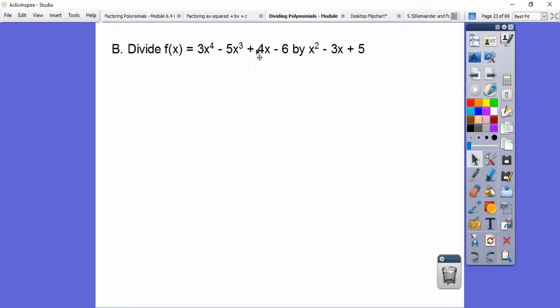Now notice there's no x squared in there, so we need to insert a 0x squared right there. You see that right there? Because it'll appear, so we need it there for the spacing. It'll appear in the problem as soon as we start doing this.